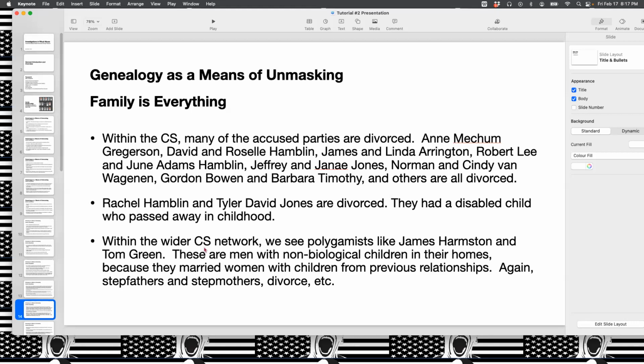So within the Church of Satan, many of the accused parties are divorced. Ann Meacham Gregerson, David and Roselle Hamlin, James and Linda Erickson, Robert Lee and June Adams Hamlin, Jeffrey and Janae Jones, Norman and Cindy Van Wagenen, Gordon Bowen and Barbara Timothy, and others. They're divorced. And in the Mormon population, given the cultural emphasis on eternal sealings and so on and so forth, it's not common compared to the rest of the population.